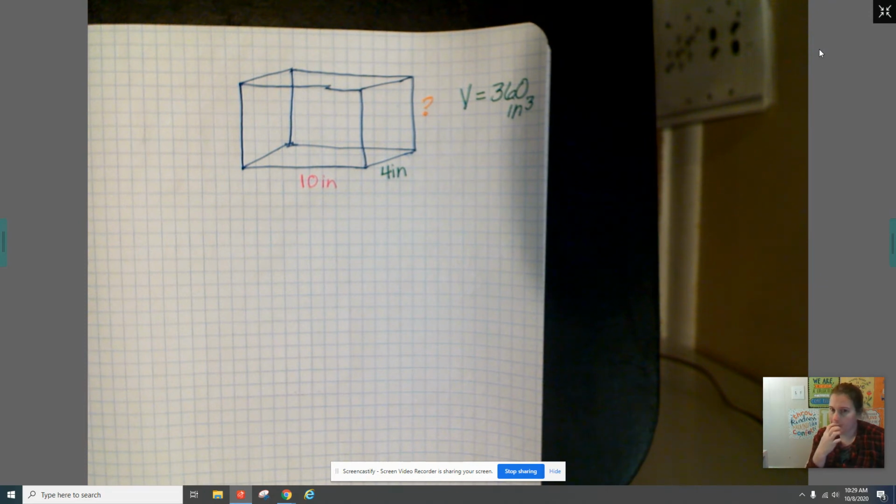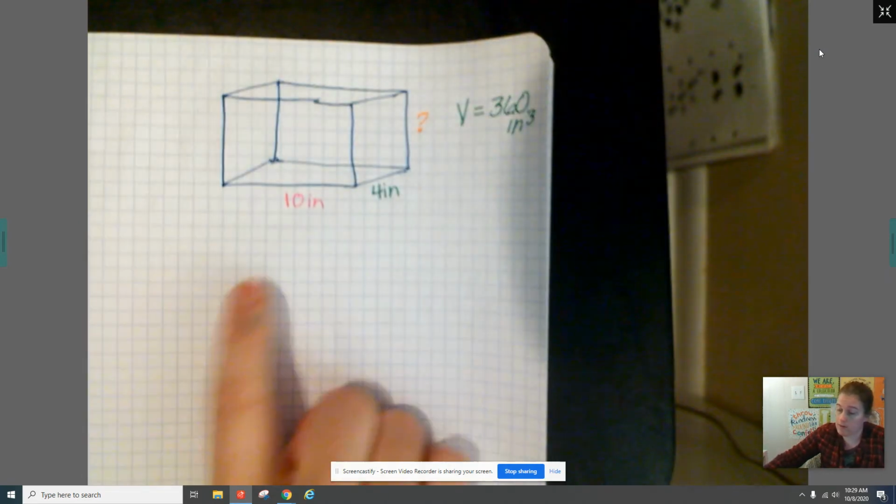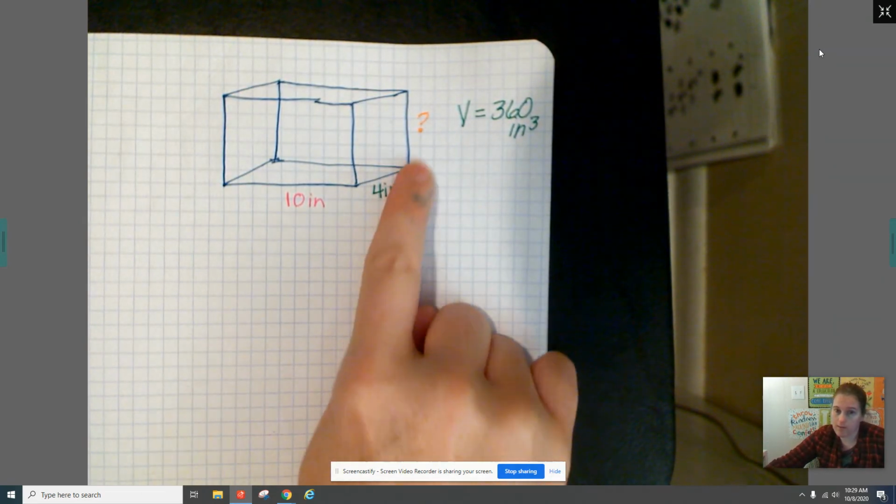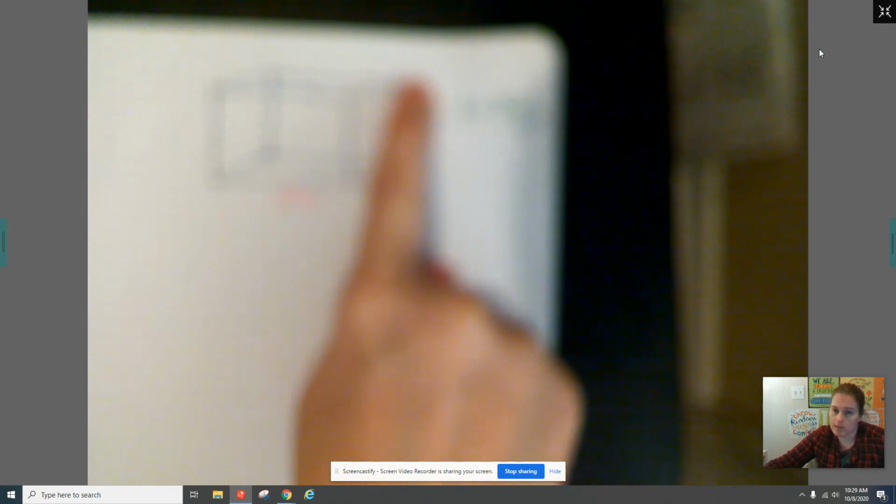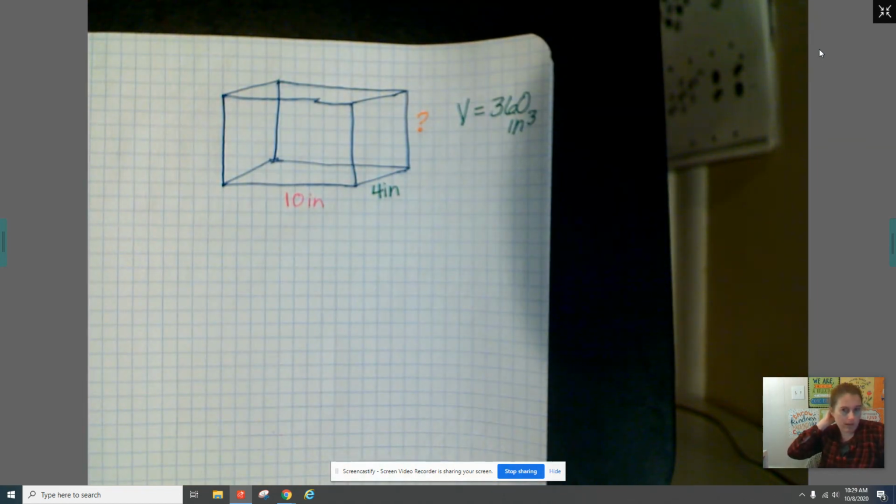You will see some problems like this. I'll give you the length, I'll give you the width, and I need you to try to figure out what the height is. Think about some strategies for how you can solve that type of problem. I'm not going to tell you because we're going to do it in class, but I want you to think about it. How could you figure out what that height is when you know 2 of the sides, but you don't know the 3rd side?